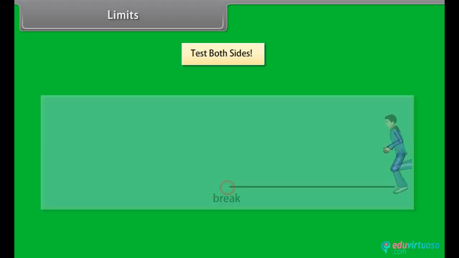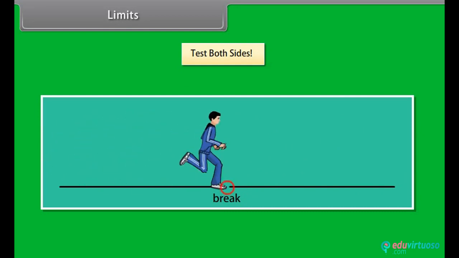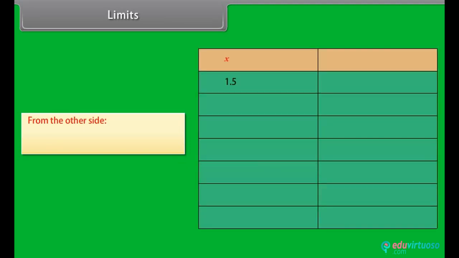Limits. Test both sides. It is like running on a path and suddenly you will find a break in the path. Let's try from the other side. For x is equal to 1.5, the value of the function is 2.50000. For x is equal to 1.1, the value of the function is 2.10000. For x is equal to 1.01, the value of the function is 2.01000. For x is equal to 1.001, the value of the function is 2.00100.